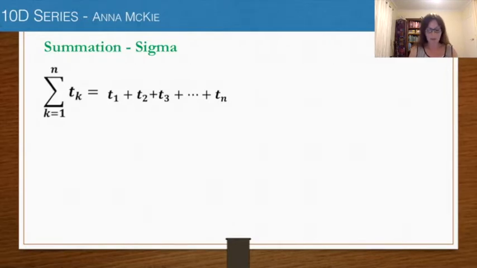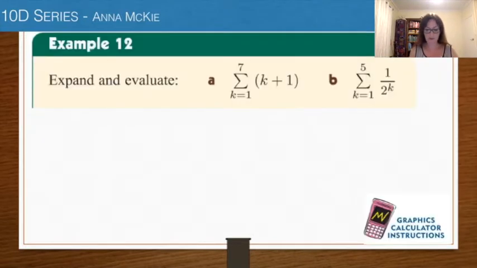What does all this mean? When you see this notation here, this is telling the reader it is the sum of all numbers of the form tk, so S for sum of all of the numbers of that form, where k starts at 1 and is up to n. So in this case, it's all the way up to the nth term.